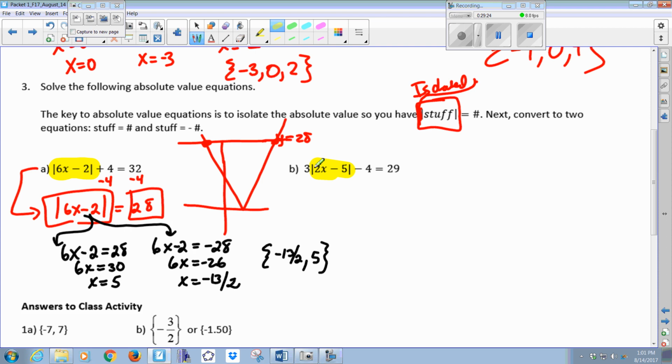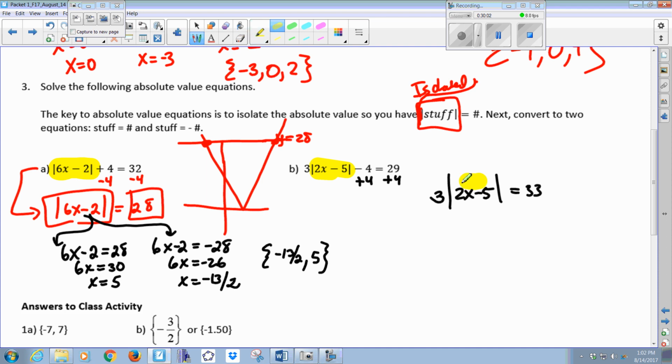What I am not going to do is think of these absolute value bars in any way like parentheses and distribute the 3. No way, okay? These absolute value bars, think of them as heavy-duty steel trap doors, and you can't get anything inside of there. You're going to be able to remove those doors once you tell it what this equals. But right now, they stay right around the 2x minus 5. So I'm going to add 4 to both sides, and I'll get 3 times the absolute value of 2x minus 5 equals 33.